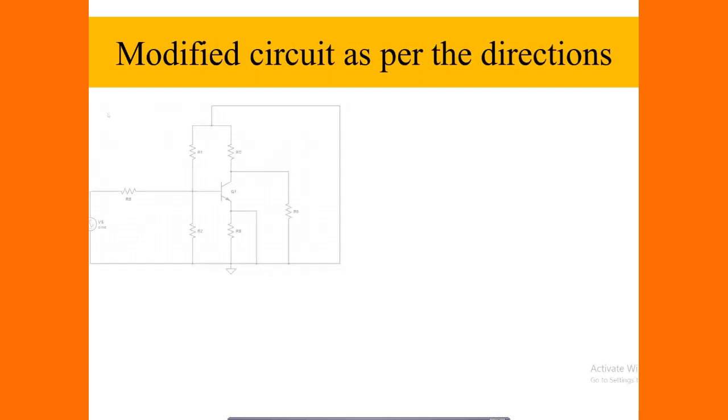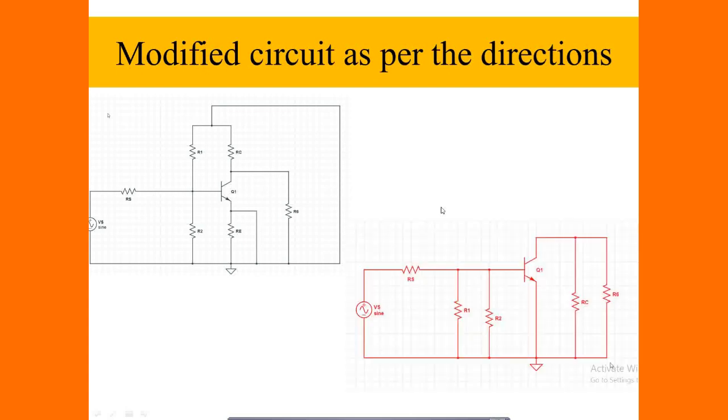like this. Here, if you observe, VCC is short circuited, connected to the ground, and the coupling capacitors are short circuited. The bypass capacitor is also short circuited. Further, the circuit is modeled like this.